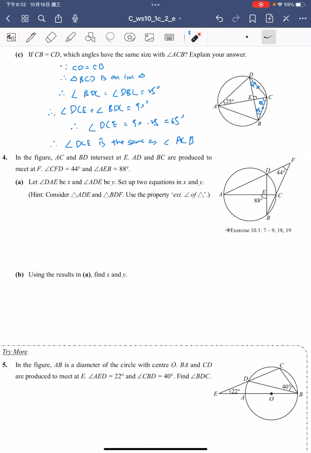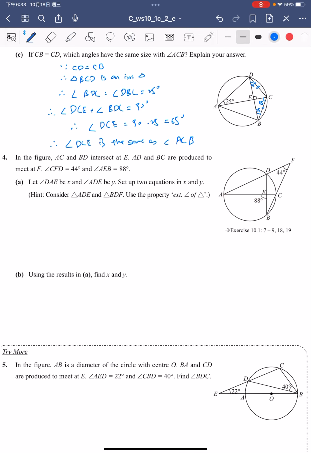Now we're going to do question 4. We have AC intersecting with BD at E, and then AD is produced. Produced means to make it longer, so make AD longer to point F, and BC longer to F as well. So they meet at F. Now we have CFD. CFD is equal to 44 degrees, and AEB is equal to 88 degrees.